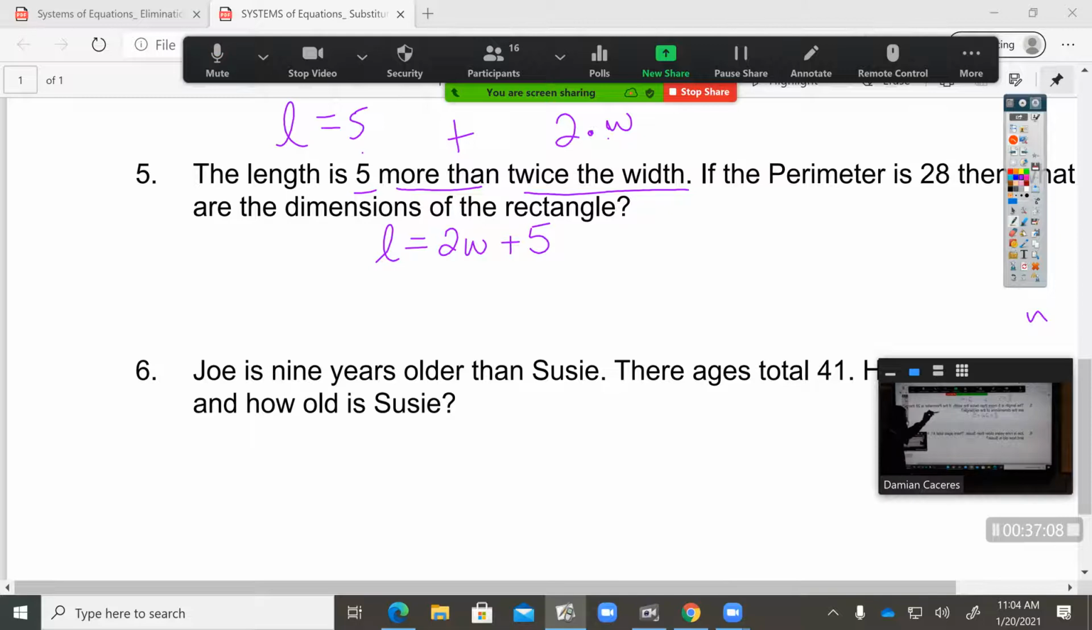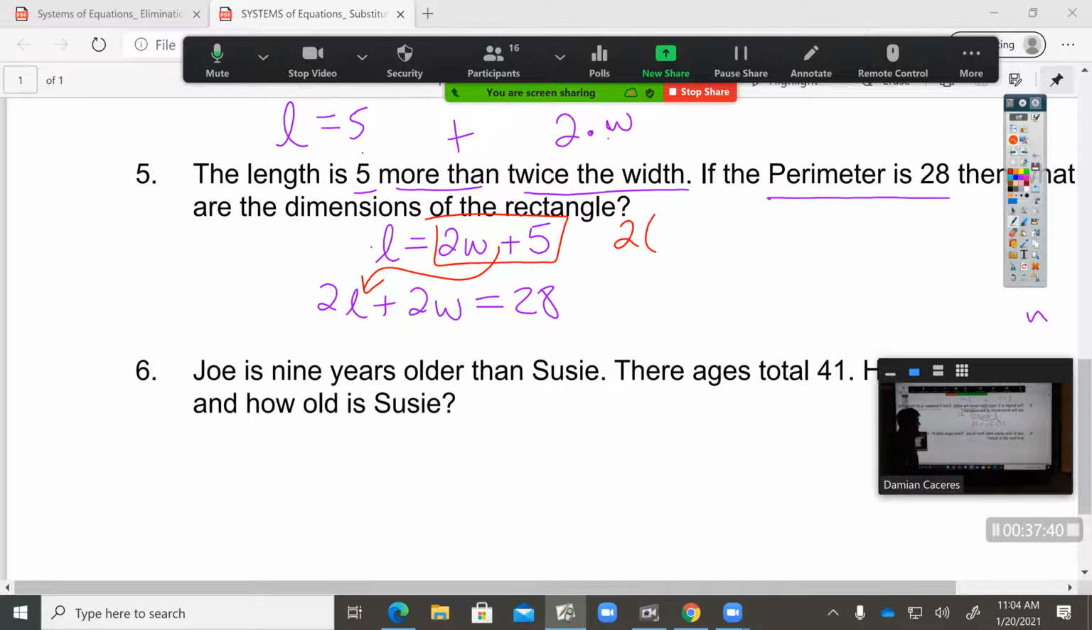Now we keep reading. Perimeter is 28. The perimeter is 2 times the length plus 2 times the width, and the perimeter is 28. Now we can plug in 2W plus 5 for L in the other equation. We could do that because L is by itself.